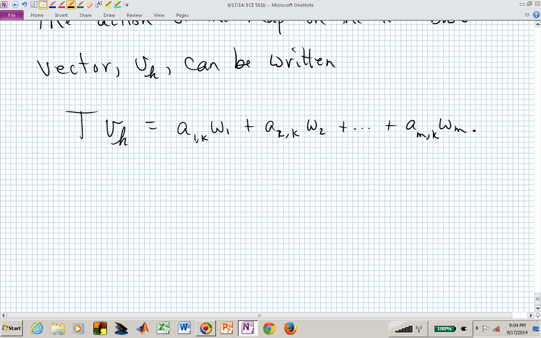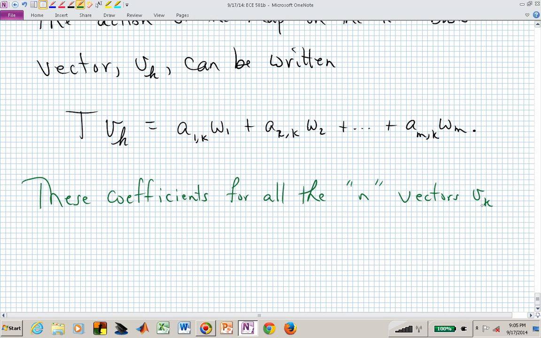And how many of those basis vectors do we have in the domain V? Well, we have 1 through n of those. So let's collect all of those into a rectangular grid, or a matrix. These scalars, or coefficients, for all the n vectors v sub k can be collected in the m by n matrix as follows.